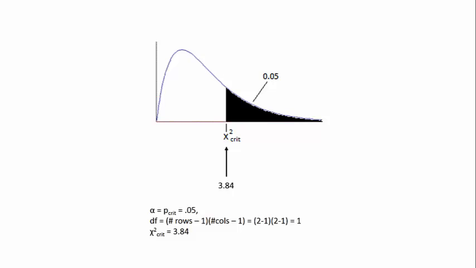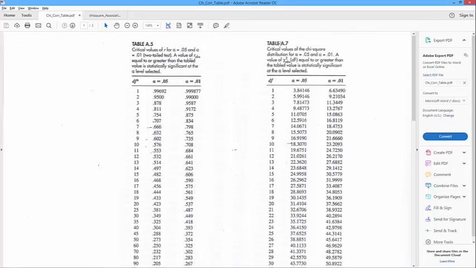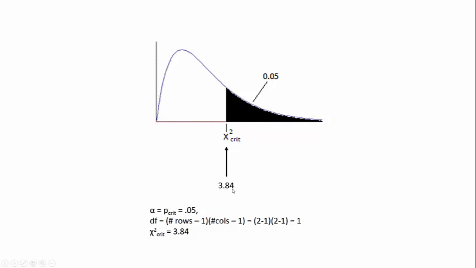To find the critical value, we need the degrees of freedom, and for the chi-square, it's number of rows in that table minus 1 times number of columns in that table minus 1. And so that is just simply 2 minus 1 times 2 minus 1. That gives us 1. That's 1 degree of freedom, alpha 0.05. So let's go to the table. The table A7 here is the chi-square table, and 1 degree of freedom, alpha 0.05, 3.84. So that will be our chi-square critical value. So there's our 3.84.